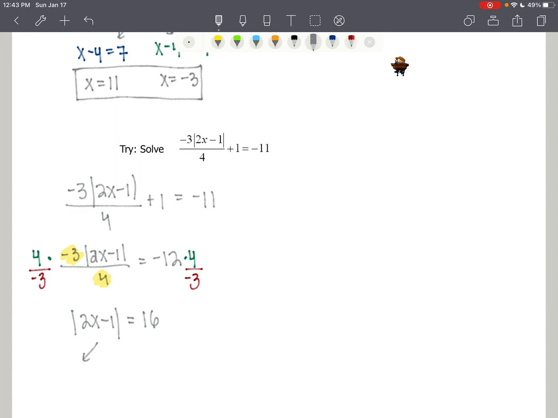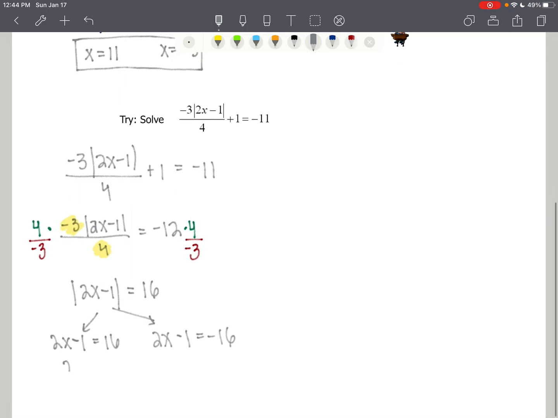So 2x minus 1 could equal positive 16. 2x minus 1 could equal negative 16. So 2x equals 17. X equals 17 over 2. 2x could equal negative 15. X equals negative 15 over 2.